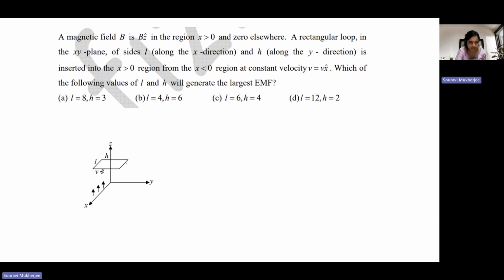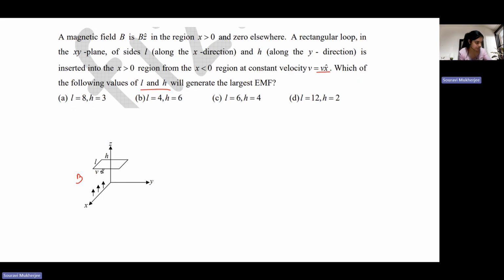So x, y, z, you have a magnetic field in the z direction. You have this loop, and you are taking it from the z less than 0 region to the z greater than 0 region where the magnetic field is present, with some velocity v. Now, because you're bringing the loop into the region of magnetic field, this velocity governs the rate of change of flux, right? And this is the direction in which you're bringing it. It's along x.